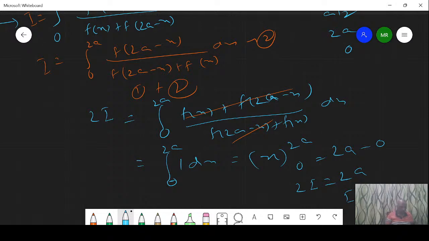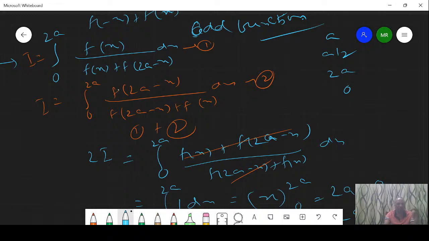You got I is equal to a, right? The answer will be I is equal to a. Correct. So whenever a problem is like this, half of this 2a, you will get your answer. Half of 2a. So this type of problems always remove half of 2a. So you can go through that.